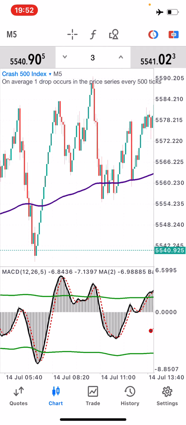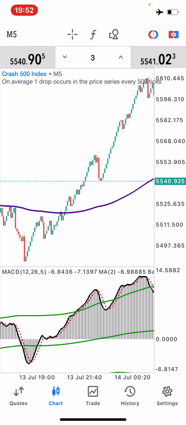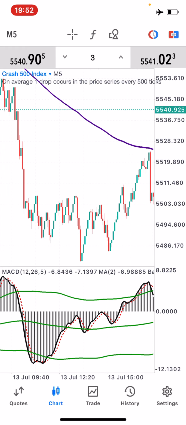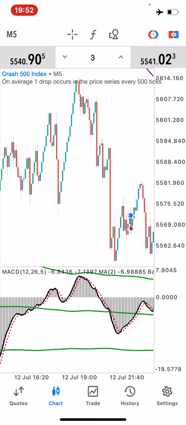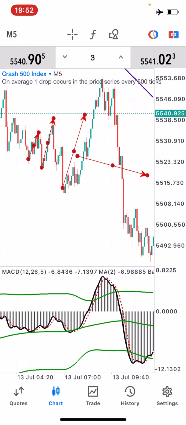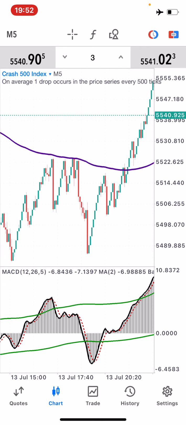Let's look for another trade. So you're going to be looking for trades on your main chart, and then you're going to be executing from your indicator window 1, right?